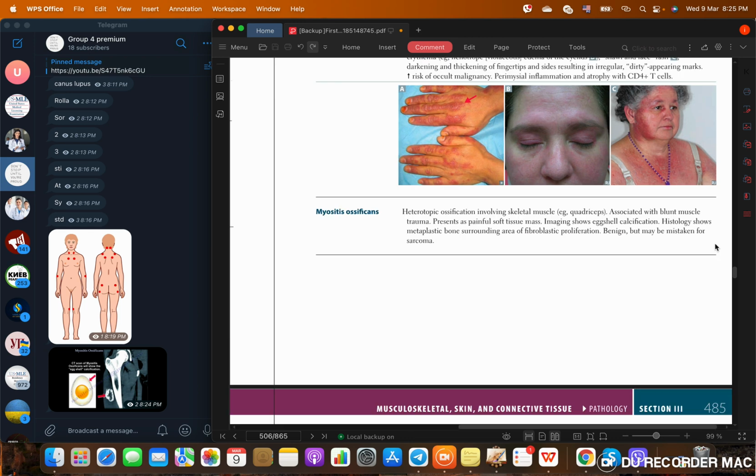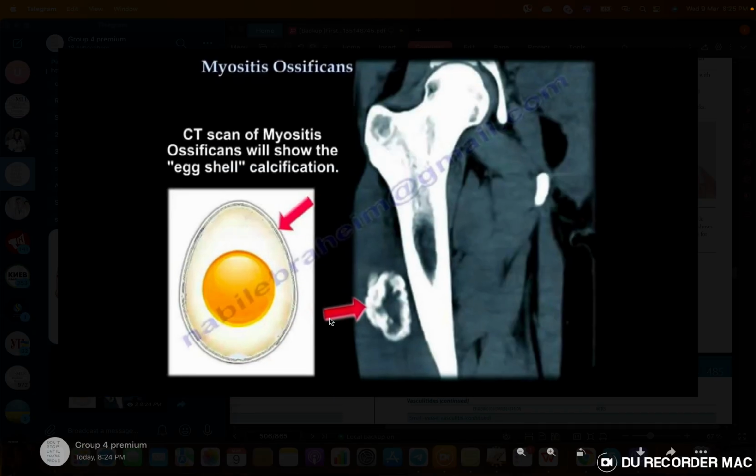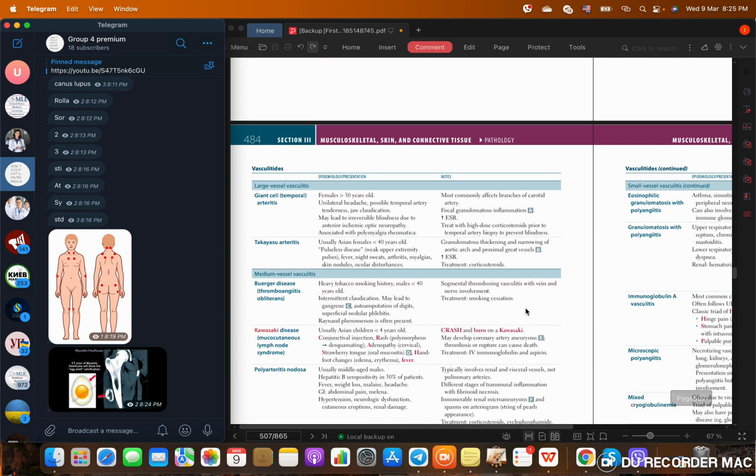It's benign, but sometimes you mistake it for sarcoma. How to differentiate? Well, a sarcoma will be connected to the bone. This one is not connecting to the bone. As you can see, between it and the bone, there is a space.